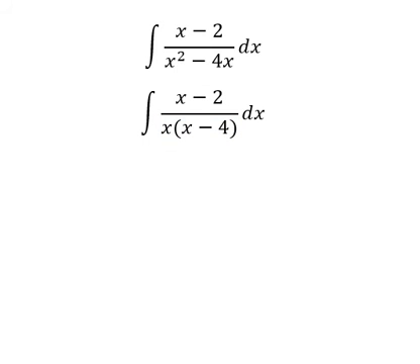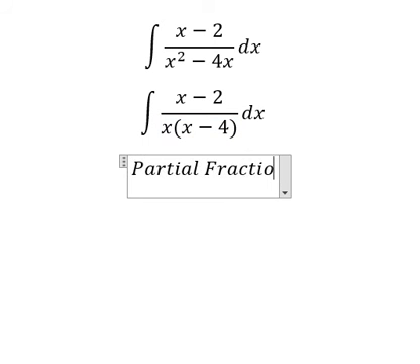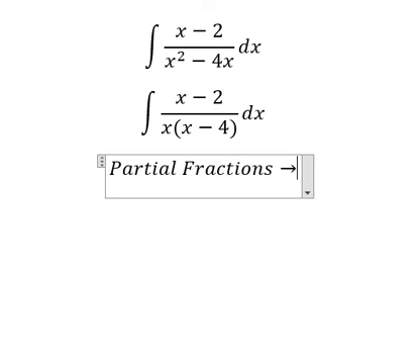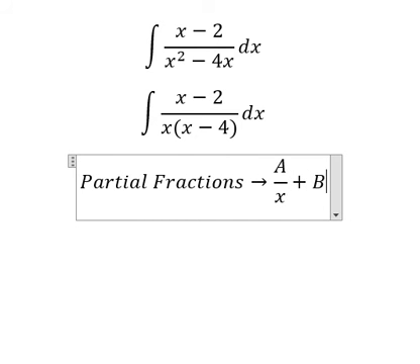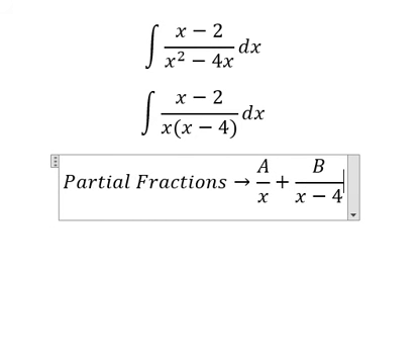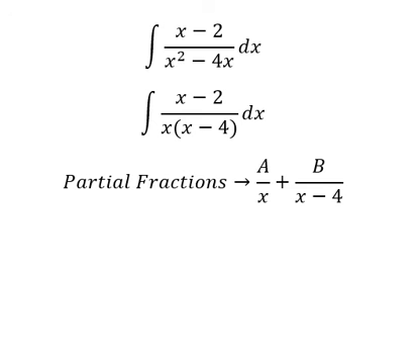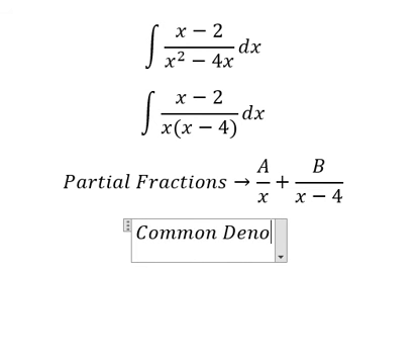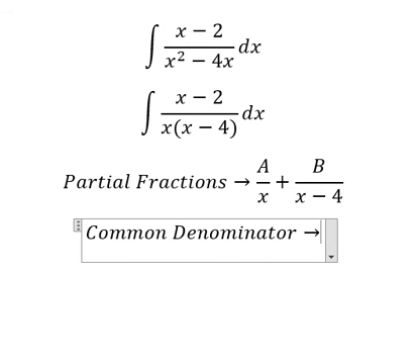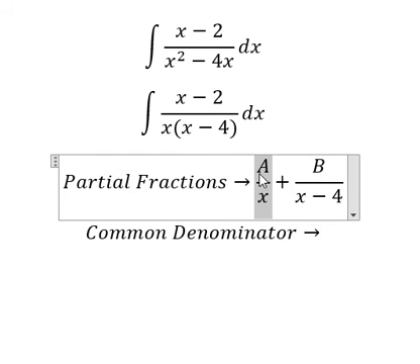Next, we can use partial fractions. So I will put capital A over s, capital B over s minus 4. Later, we do the common denominator. So this one is missing s minus 4.